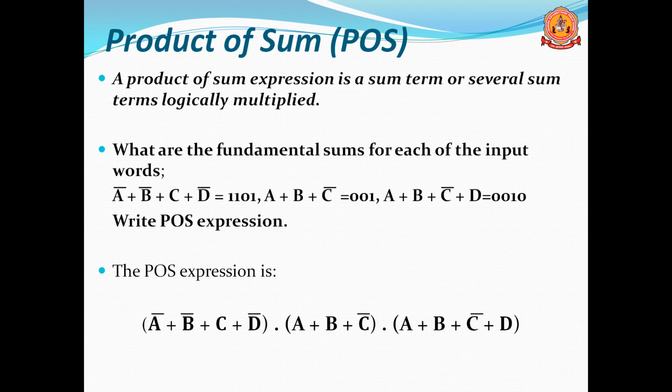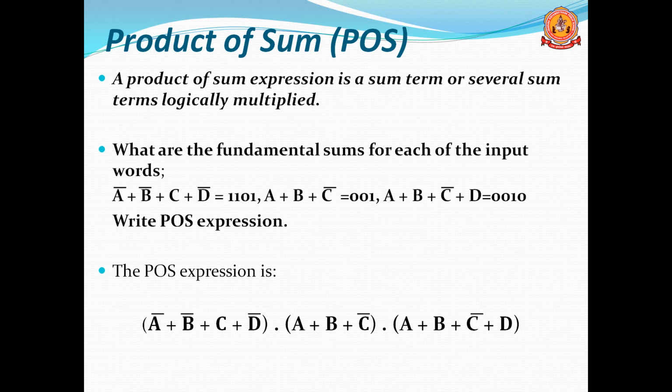We'll take an example here. It is a dash plus b dash plus c plus d dash. This is one term. The second one is a plus b plus c dash. The next term is a plus b plus c dash plus d. These are three terms. Then we can write the product of sum expression like this: a dash plus b dash plus c plus d dash, the first term. The second term is a plus b plus c dash. The third term is a plus b plus c dash plus d.